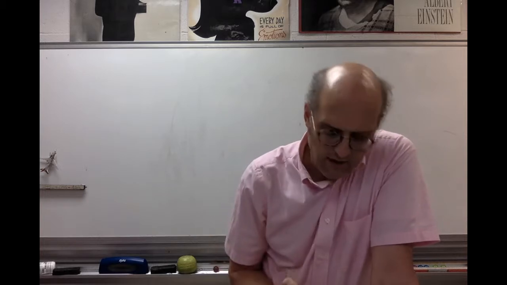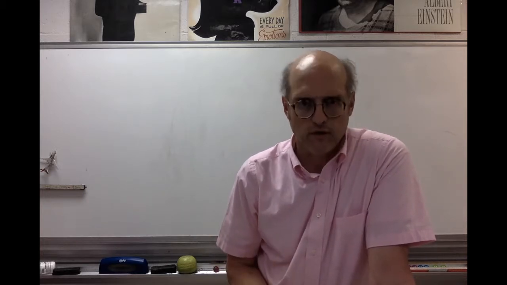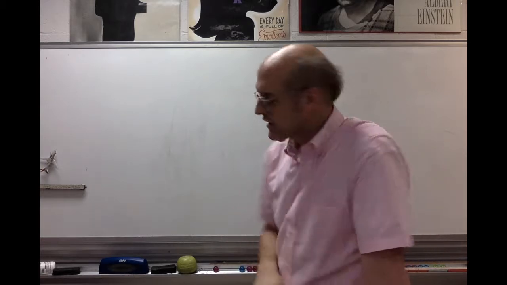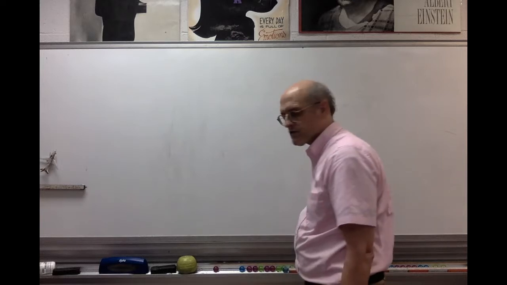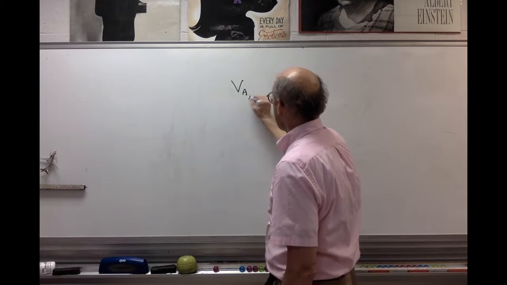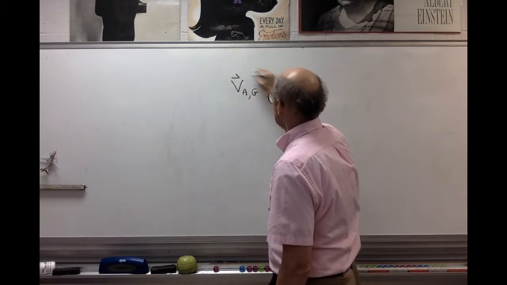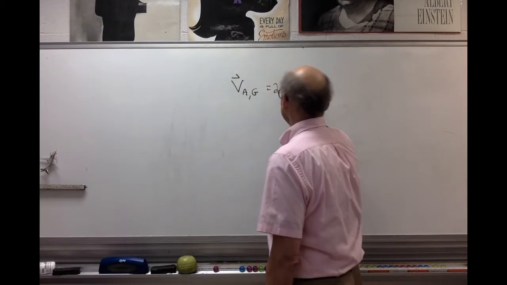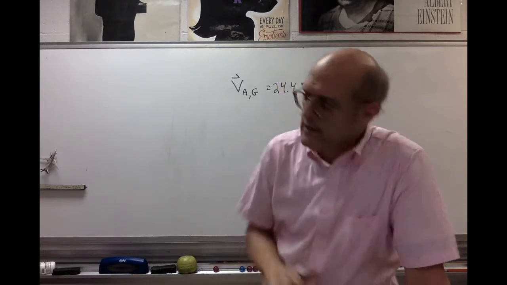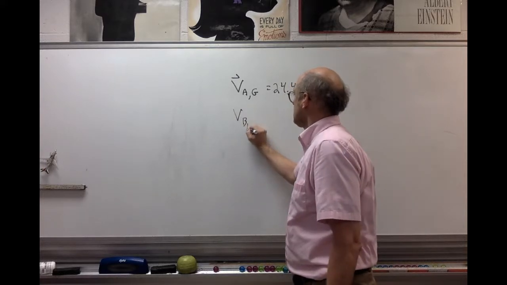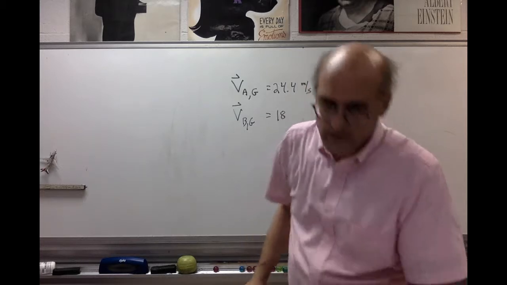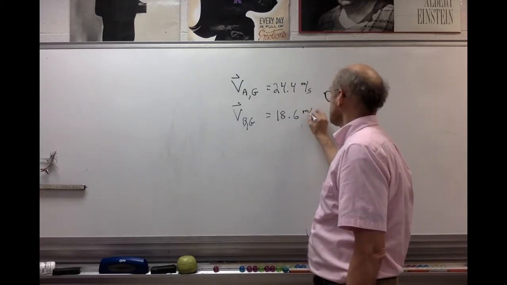Okay, well, first of all, these speeds are relative to the street. So we have car A, which is traveling at 24.4 meters per second. That's VAG, the velocity of A relative to the ground, 24.4 meters per second. And then we have car B relative to the ground, VBG, which is 18.6 meters per second.